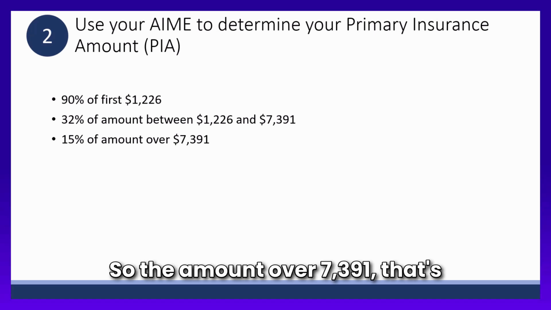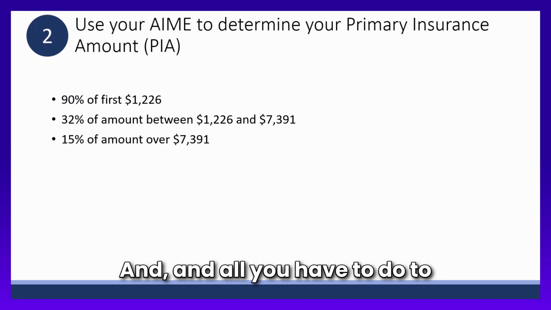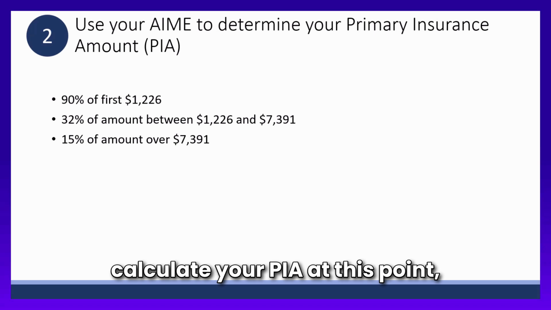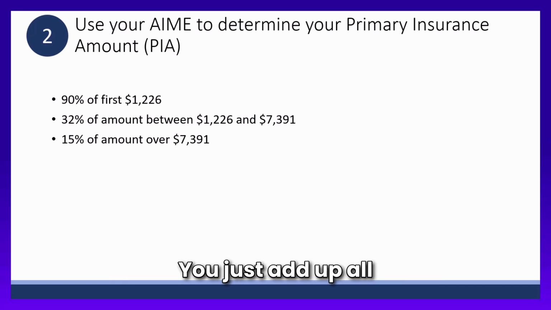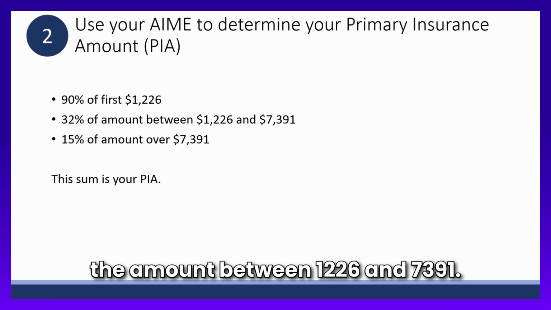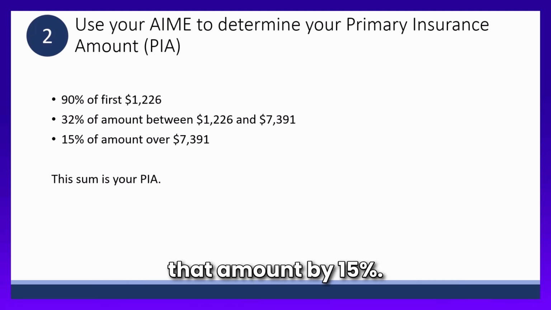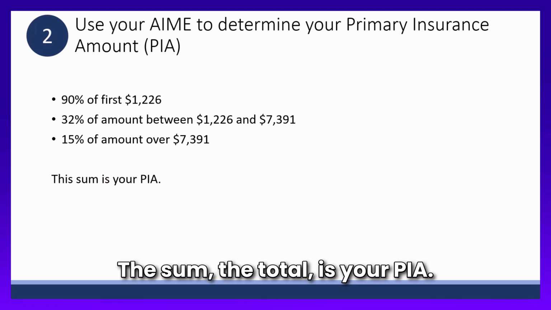So the amount over $7,391, that's not really helping you that much. And all you have to do to calculate your PIA at this point is pretty straightforward. You just add up all of these numbers: 90% of the first $1,226, 32% of the amount between $1,226 and $7,391, and for the amount over $7,391, you just multiply that amount by 15%. The sum, the total, is your PIA.